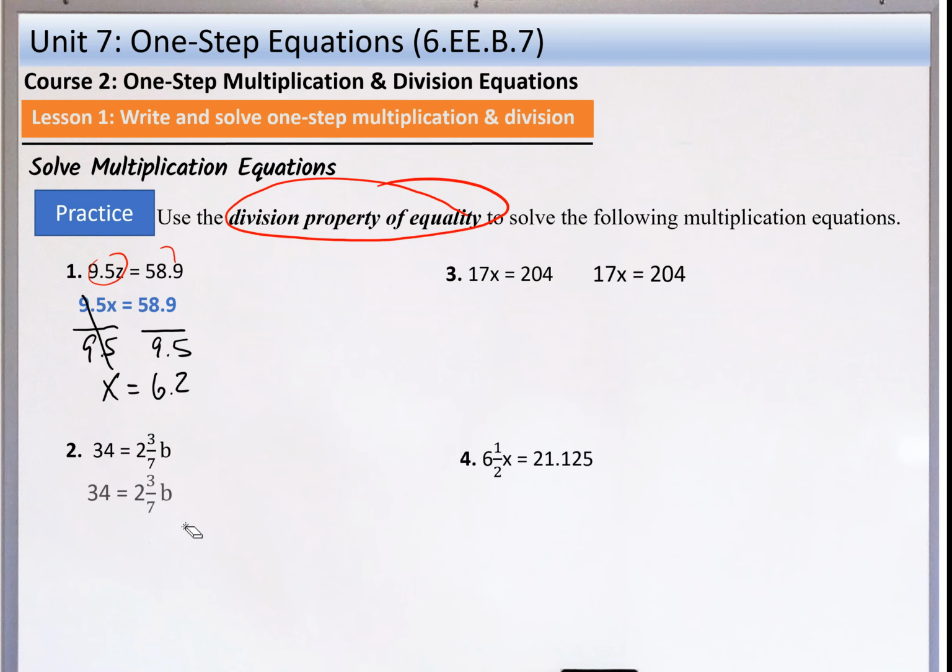Number 2. 34 is equal to 2 3/7 times some number b. I'm going to convert that mixed number to an improper fraction and then multiply by the reciprocal. And I get 14 because, simplify before I multiply, 17 divided by 17 is 1. 34 divided by 17 is 2. 7 times 2 is 14.